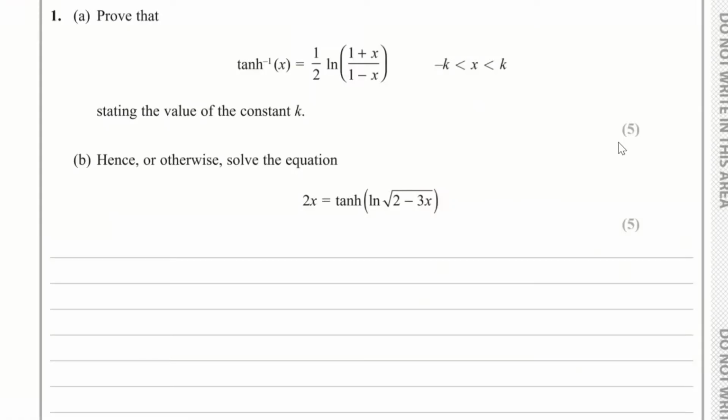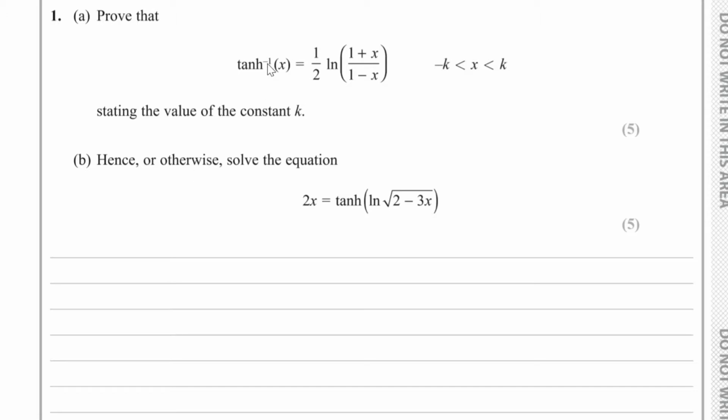Question number 1. We have to prove that the inverse of hyperbolic tan of x is equal to 1/2 times the natural log of 1 plus x over 1 minus x, where x is in between minus k and k, and we have to state the value of this constant k.